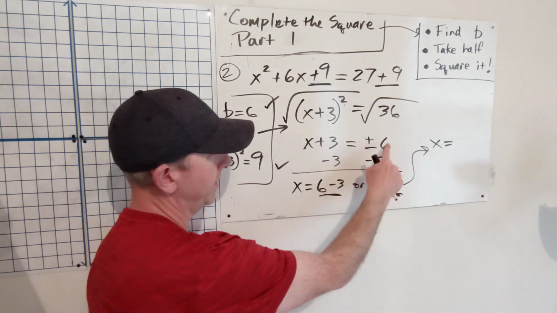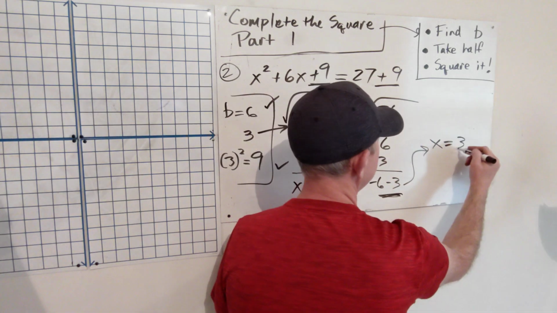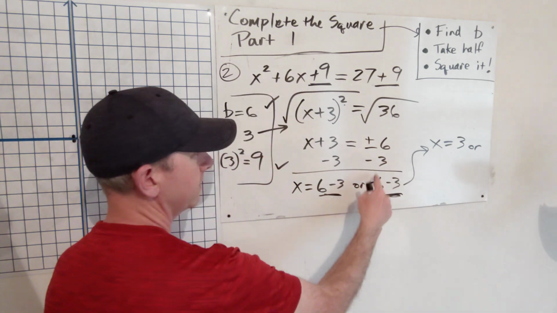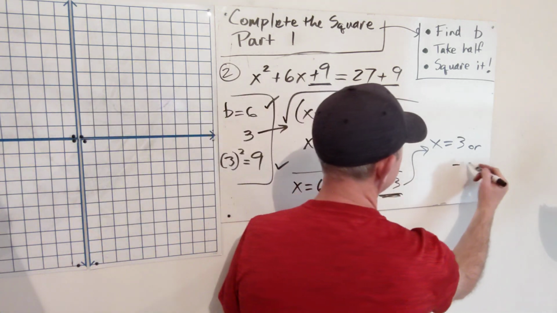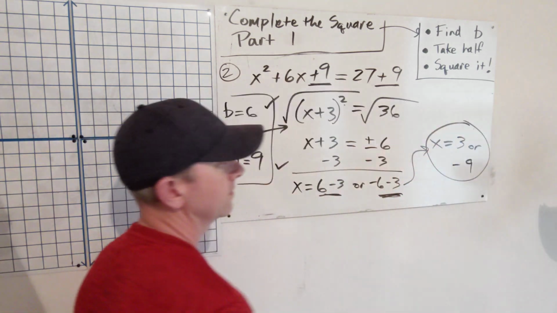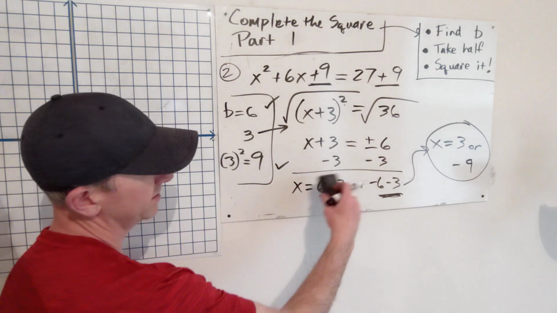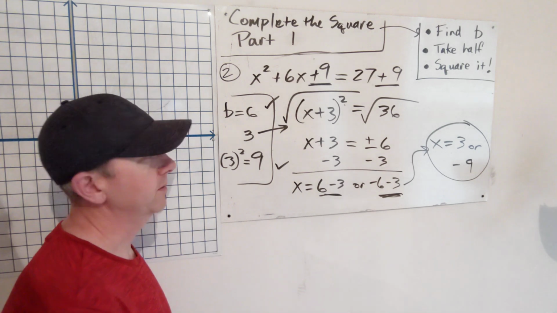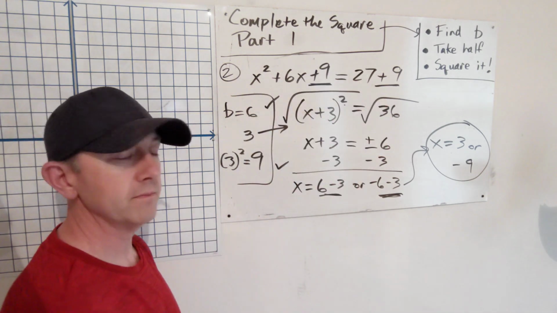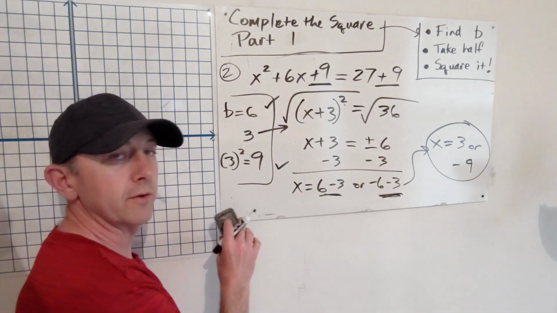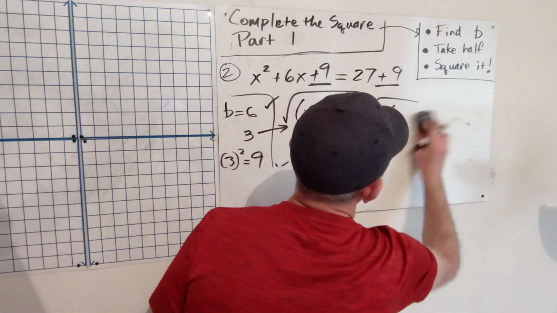So positive 6 minus the 3 is 3, or negative 6 minus the 3 is negative 9. So there are my two solutions. Okay? Sometimes this part at the end gets a little bit long, but this is really what's new. Okay, pause it if you need. I'm going to go ahead and move on to the next one.